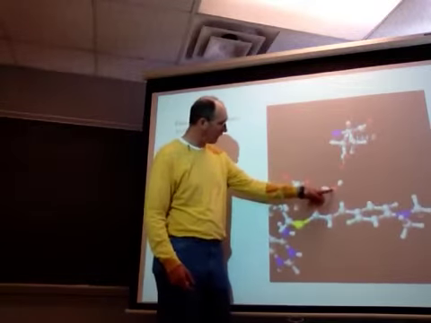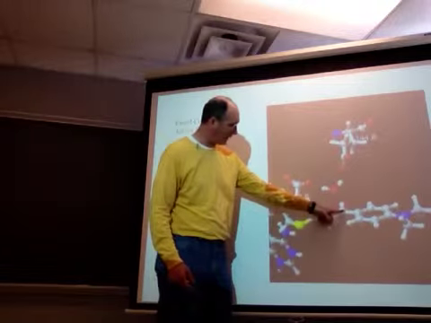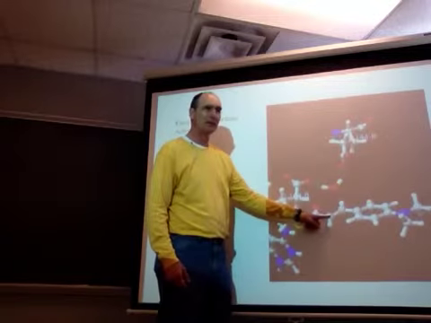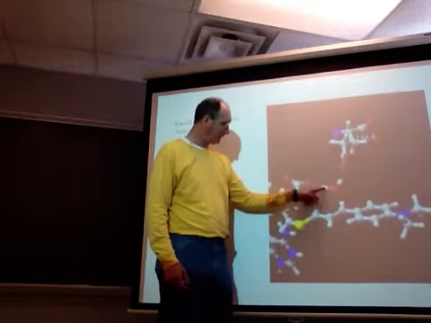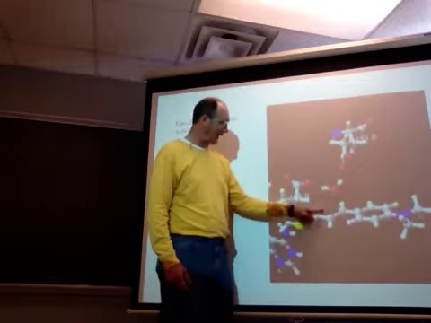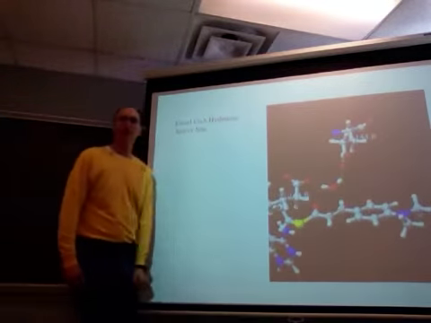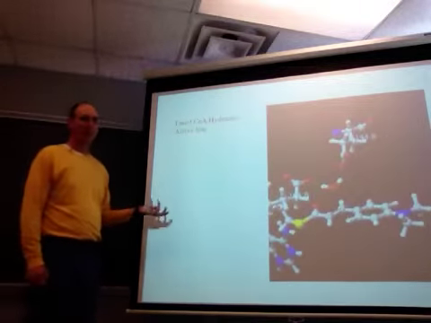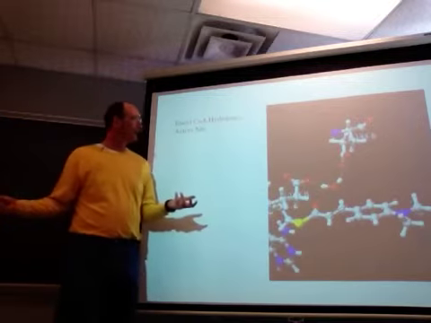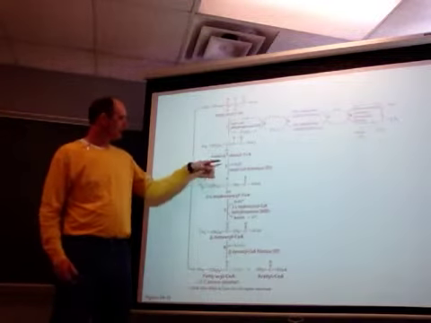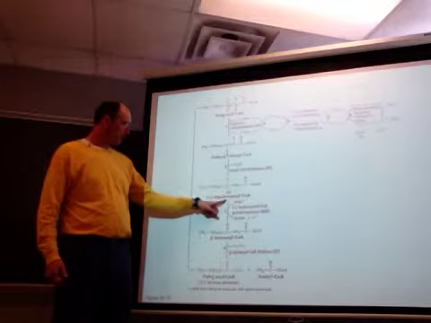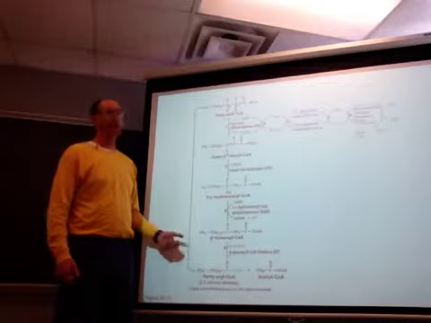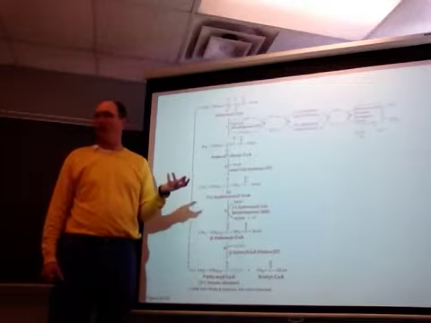And so here is our water positioned to attack the beta carbon, and as the electrons shift to the stabilized carbanion position, the water can then itself act as the acid to protonate that. So you get a conjugate addition across that carbon-carbon double bond, and we get that 3-hydroxy fatty acyl-CoA.